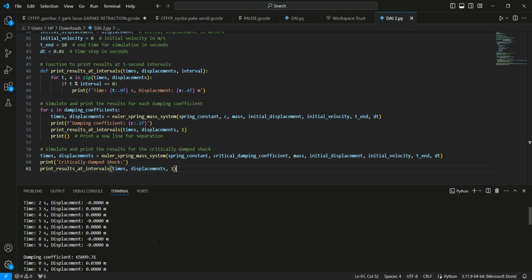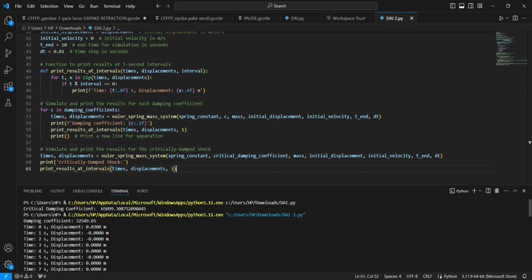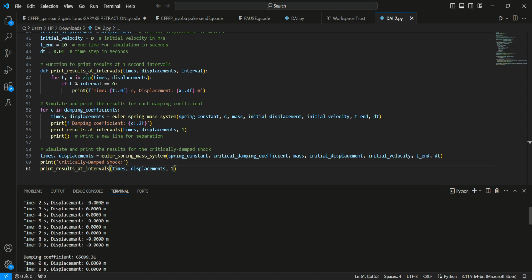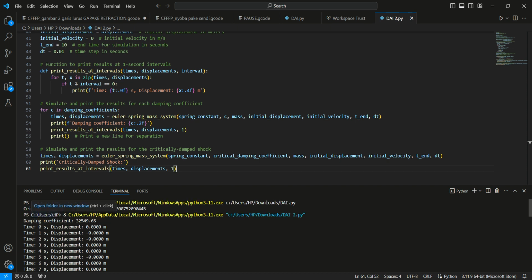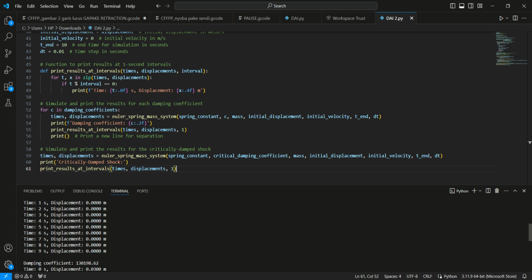So on this one, this is the results for each second in each damping coefficient. This is for the 32,549. This one's for the damping coefficient of 65,099.31. This one's for the 130,198 damping coefficient. This one's for the critically damped shock.